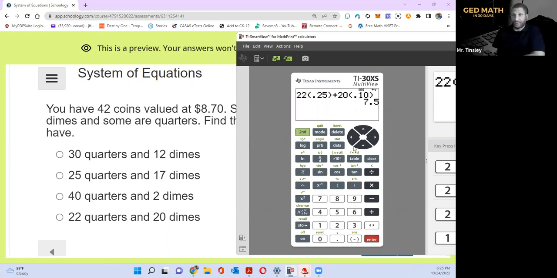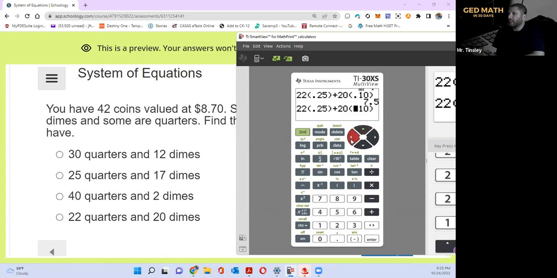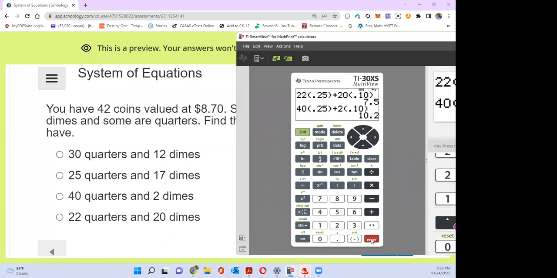I don't. So let me go to the next multiple choice. Instead of 22 coins, let me try 40 coins. Instead of 20 dimes, let me do 2 dimes. Did I get 8.70? No. So right away, look what I'm doing. All I'm doing is substituting the new values into the equation.